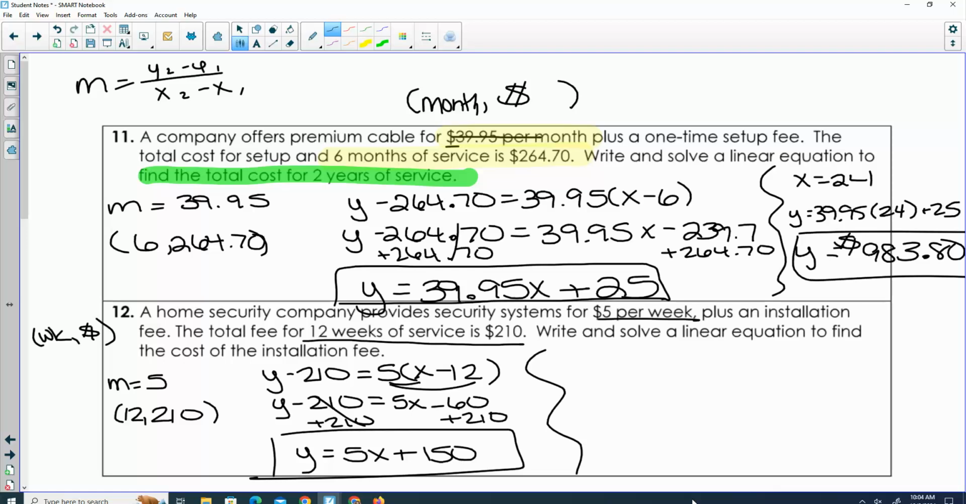So write and solve a linear equation to find the cost of the installation fee. Can you just look at the equation and tell me the cost of the installation fee? Yes. What would it be? 150. If you didn't know that, another way to think about it, if we're just finding how much money we paid to get them there, how many weeks have we had service? Not yet. That's how much for this ordered pair. But if I only want the cost to set it up, have we had service yet?